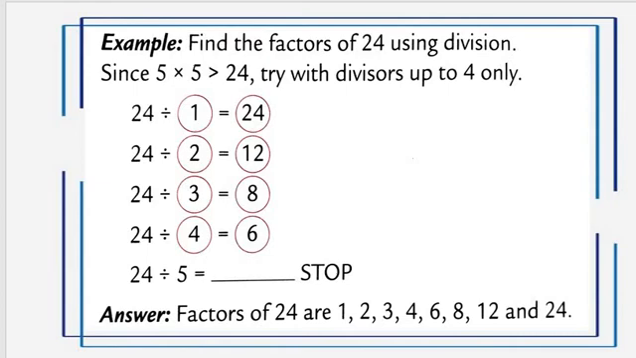Otherwise we check the opposite side. 12 ones are 12 and 12 twos are 24. So see, the answer is 12.